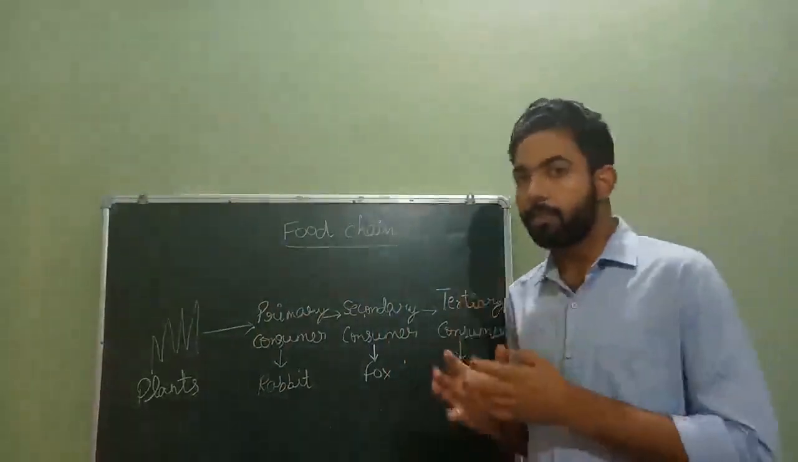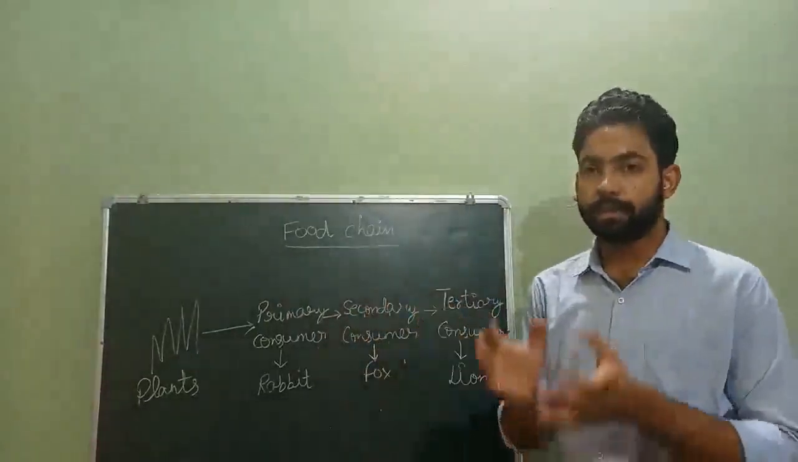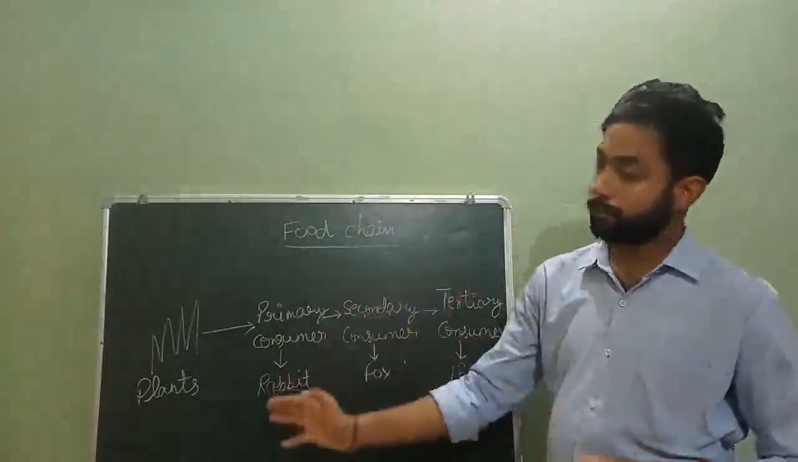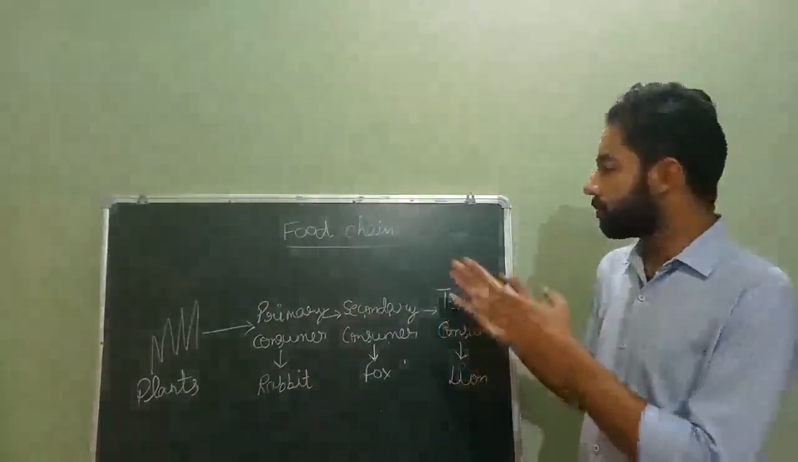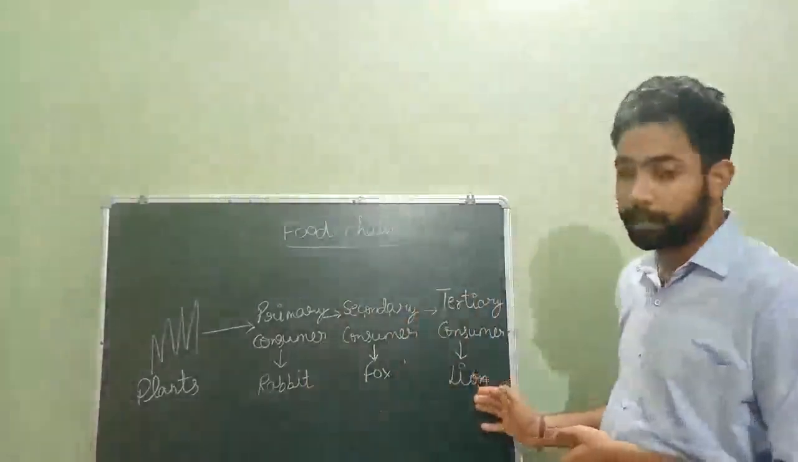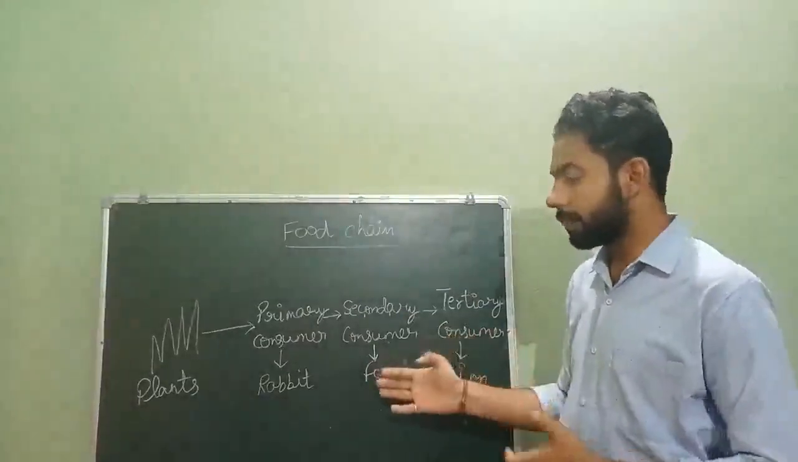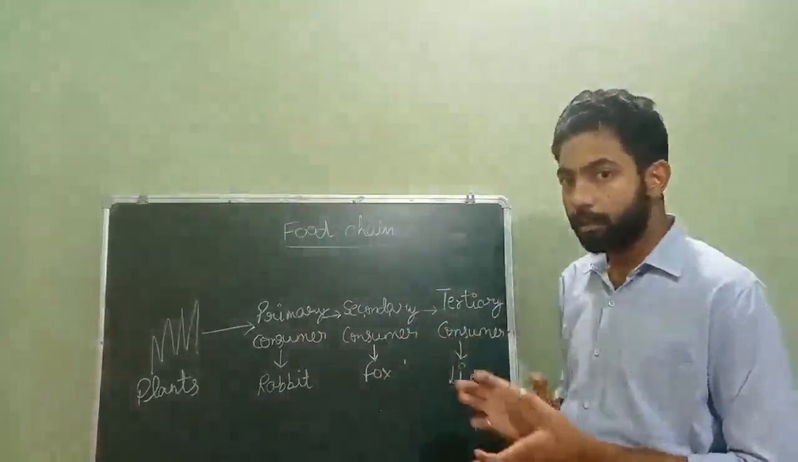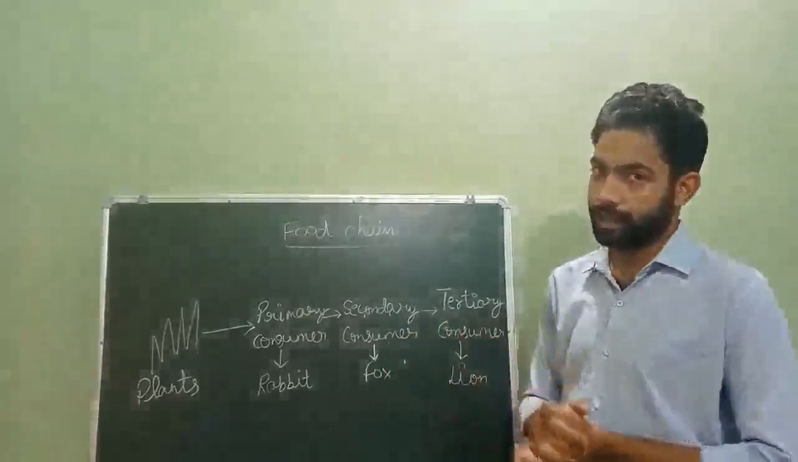Animals that feed on primary consumers are called secondary consumers. For example, fox. Fox may eat rabbit. Whereas the animals which feed on secondary consumers are called tertiary consumers. For example, lion and tiger. Lion makes fox its prey, and lion can consume fox. So lion is a tertiary consumer.